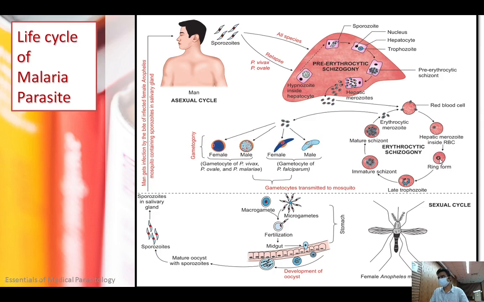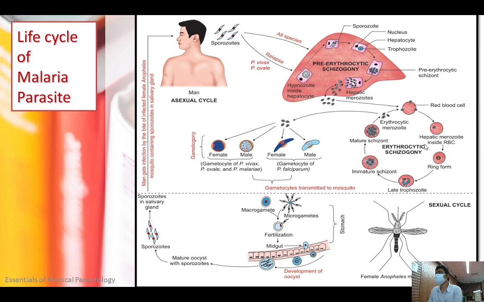It's also known as a signet ring. Signet ring means like an engagement ring, any kind of ring which you can put on a finger, and that's why it's called the ring form. Then after that, you come to the late trophozoitic form. In the late trophozoitic form, you can see that it is more amoeboid.